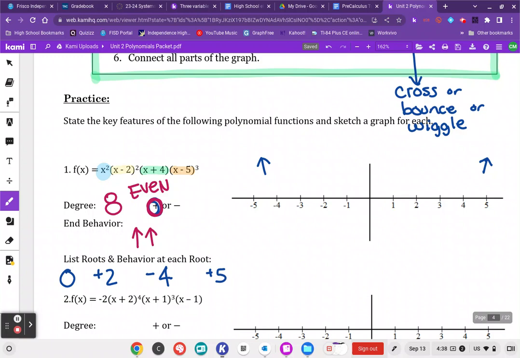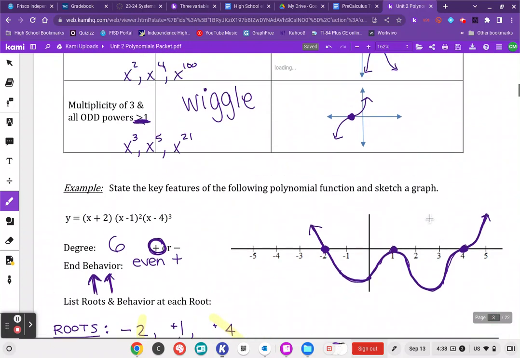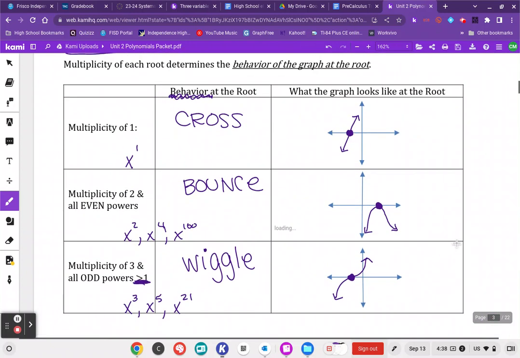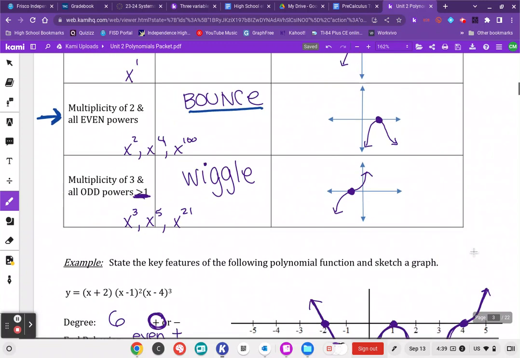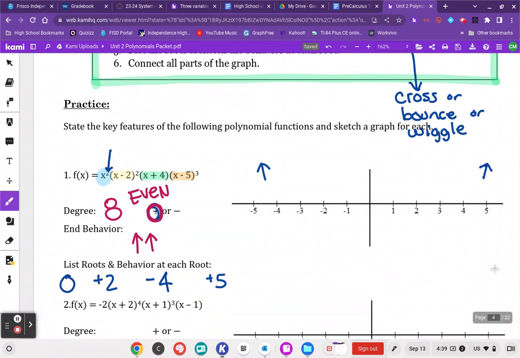Okay, now as far as the cross, bounce, or wiggle decision, that comes from the exponents. At 0, the exponent is 2. So I refer to my notes on page 3. If I have a power of 2 or any other even number, I'm going to have a bounce. So that means on this graph at 0, it's going to bounce. So underneath 0 right here, I'm going to write bounce.